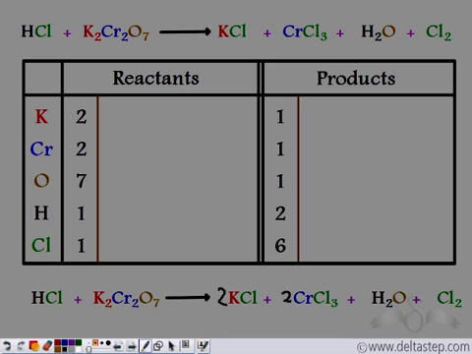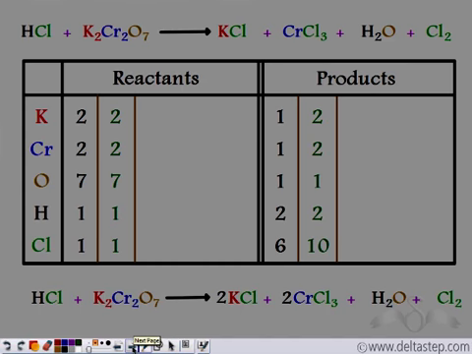So when we take two molecules of this, we get two atoms of potassium, two atoms of chromium, oxygen remains 1, hydrogen remains 2, and we have changed our chlorine atoms. They now become 6 plus 2, 8 plus 2, 10. And on the reactant side, we have not made any change. So these numbers remain the same. So now these two are balanced.